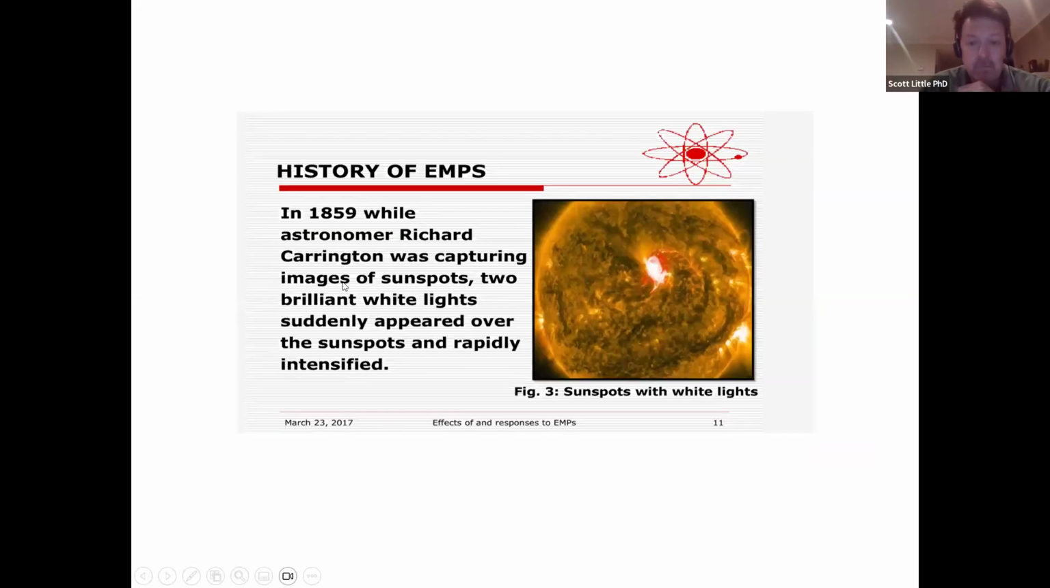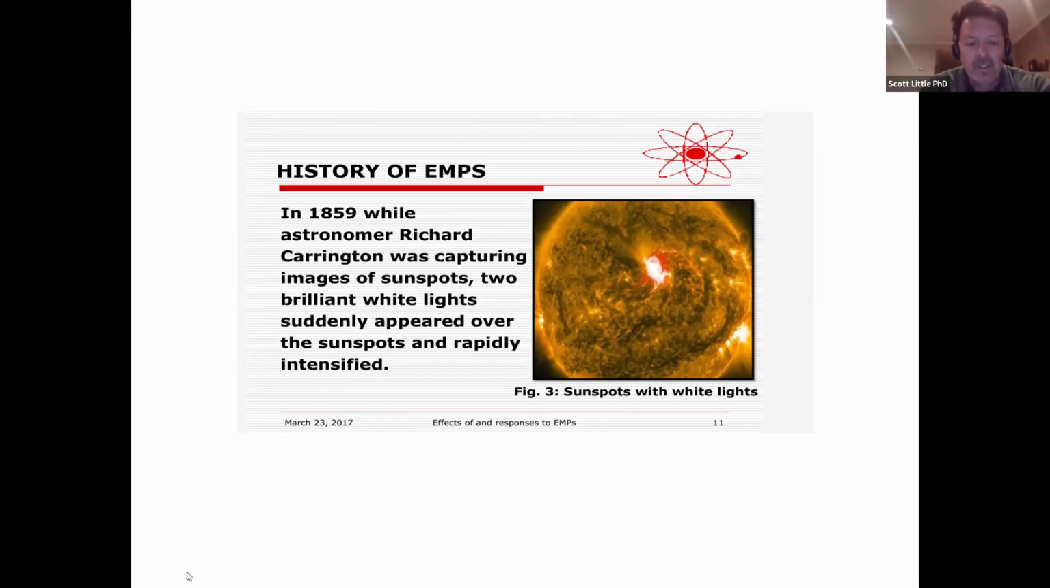Here is a brief history, talking about the Carrington event in 1859, when Richard Carrington, an astronomer, was capturing images of sunspots. He noticed two brilliant white lights suddenly appear over the sunspots and intensify. He didn't realize it at the time, but those were the CMEs, the coronal mass ejections, that would hit the Earth as an EMP.